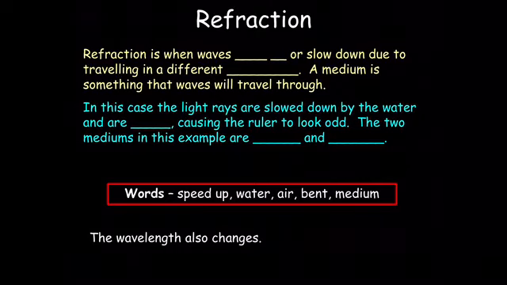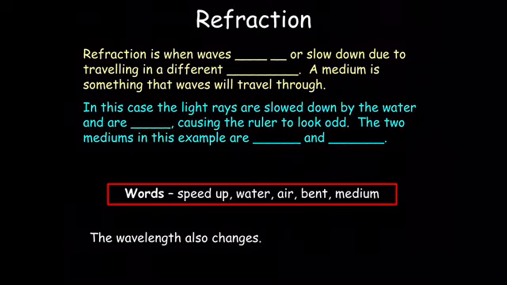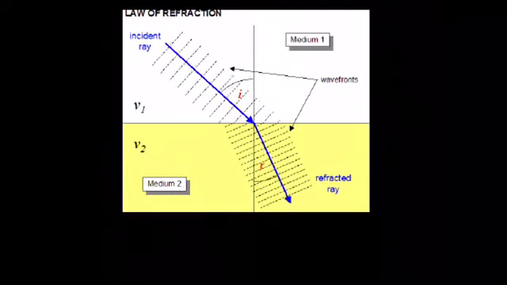Refraction is when waves speed up or slow down due to travelling in different media. A medium is something that waves will travel through. In the case of light rays, they are slowed down by the water and are bent, causing the ruler to look odd. The two media in this are water and air, or air and water. But remember, what's actually happening is the wavelength is changing to change the speed. The frequency stays the same, which is why the colour is the same, because our eyes respond to colour.